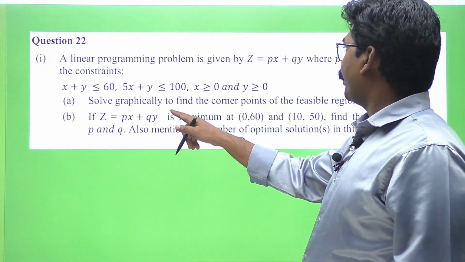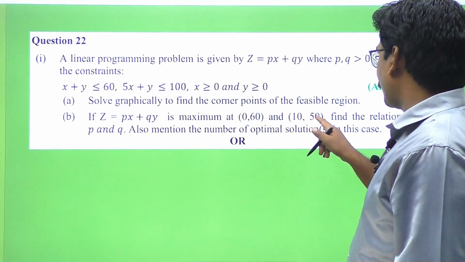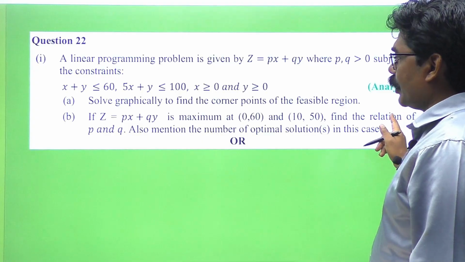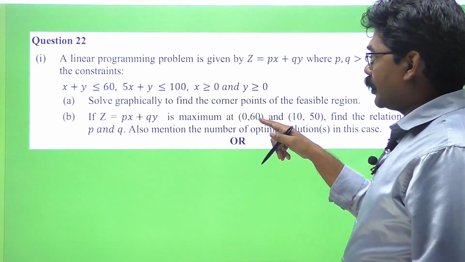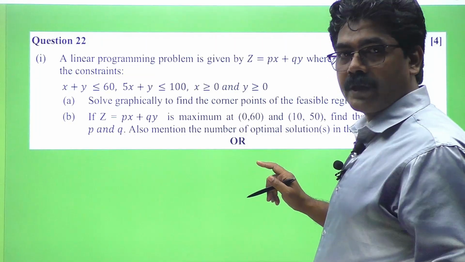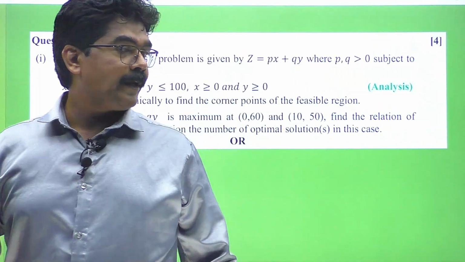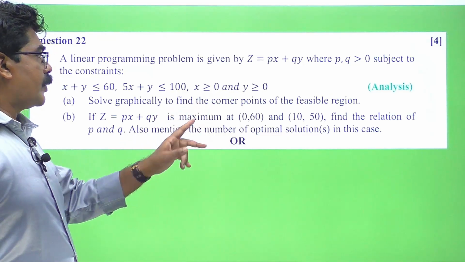If z = px + qy is maximum at (0, 60) and (10, 50), find the relation of p and q. Also mention the number of optimal solutions in this case. There are two parts. In the first part we will try to solve graphically to find the corner points of the feasible region.